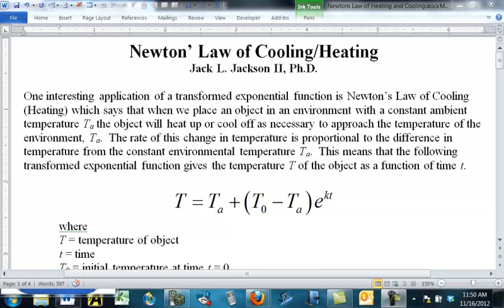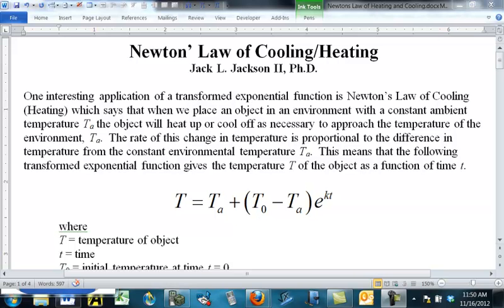Okay, today we're going to be talking about Newton's law of cooling and heating. This is an example of a real-world problem application, which is a transformed exponential function. So an exponential function that's been shifted around a little bit.